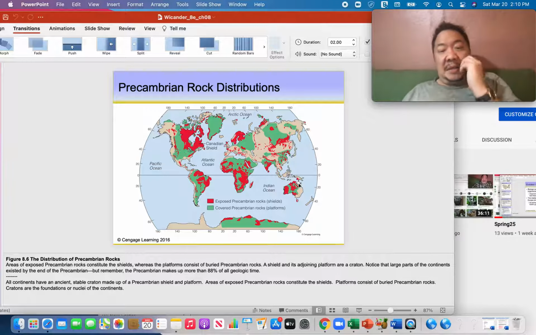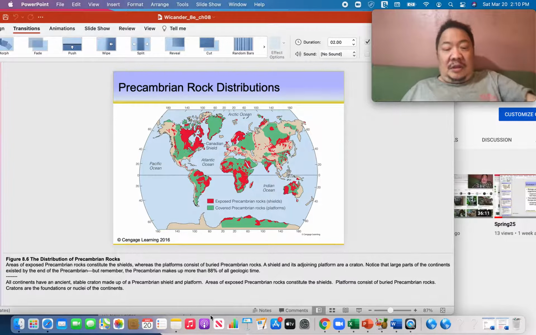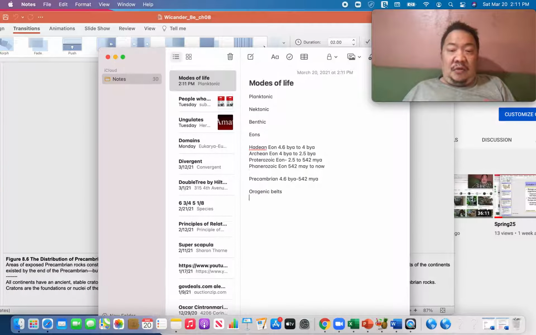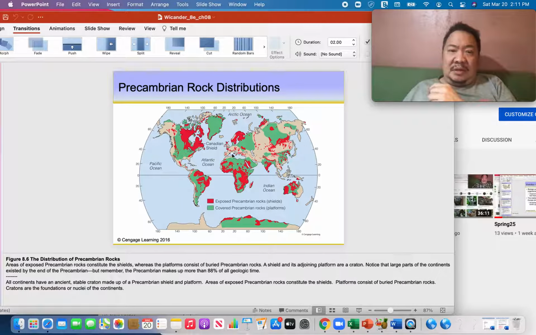Iceland did not exist. Now the last word we need to get comfortable with is a craton. What is a craton? C-R-A-T-O-N. A craton is equal to a shield plus a platform. A craton is a shield plus the platform. So let's take a look and see what that means.